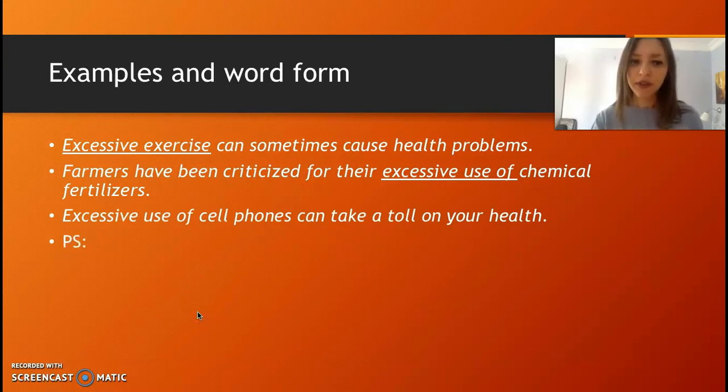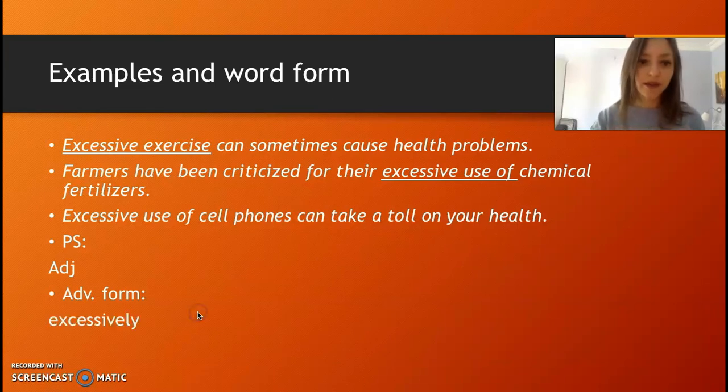Part of speech of excessive, right? Excessive is an adjective. How about the adverb form of that? That's a piece of cake for you. You'll just add ly, so you'll have excessively.